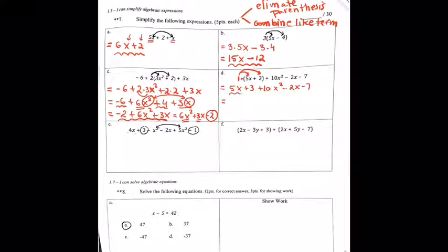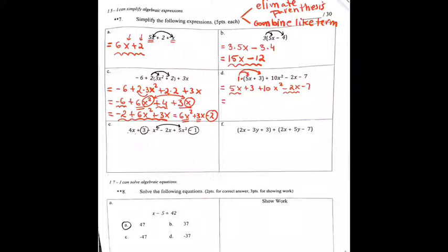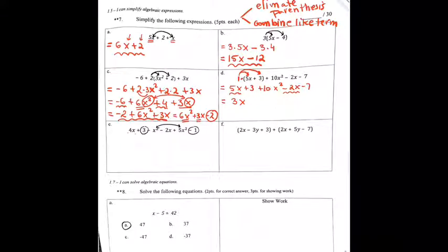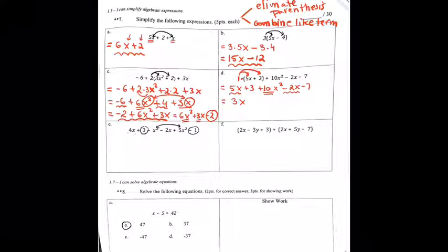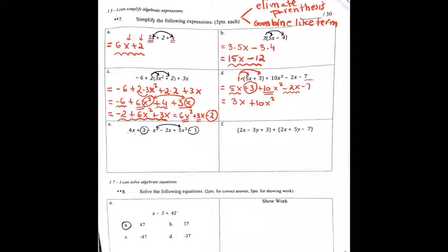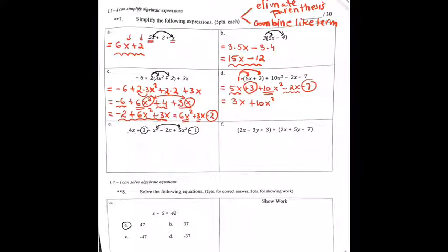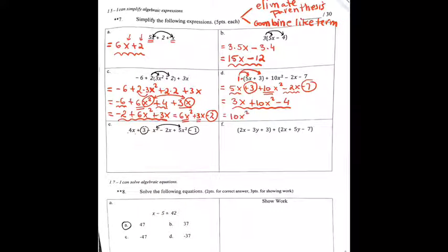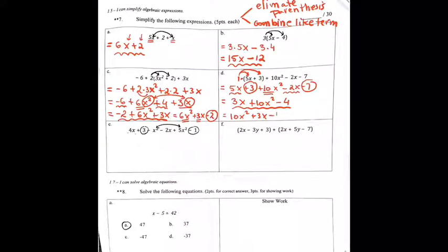What can I combine? Look at your 5x and look for another term with x in it. So that is negative 2x. 5x minus 2x gives me 3x. Then I have a 10x squared, which cannot be combined with anything. And finally, I have my constants, 3 and negative 7. 3 minus 7 gives me negative 4 or minus 4. Here I am done. If I want to rewrite it, I can write it as 10x squared plus 3x minus 4.